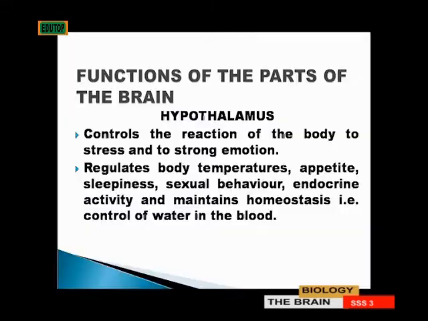The next part of the brain whose function I'm talking about is the hypothalamus. The hypothalamus controls the reaction of the body to stress and strong emotion. It regulates body temperature, appetite, sleepiness, sexual behavior, endocrine activity, and maintains homeostasis. That is, the hypothalamus controls water in the blood, so it maintains balance and regulates your behavior to food, that is appetite, and your behavior to sleep. So that is what the hypothalamus does.